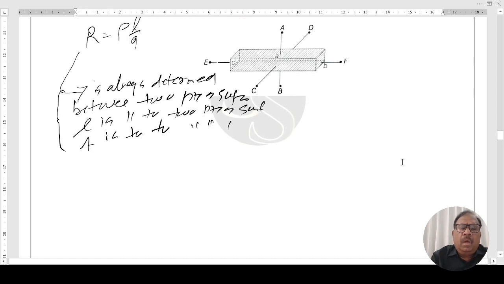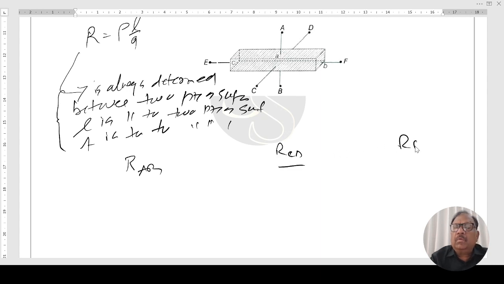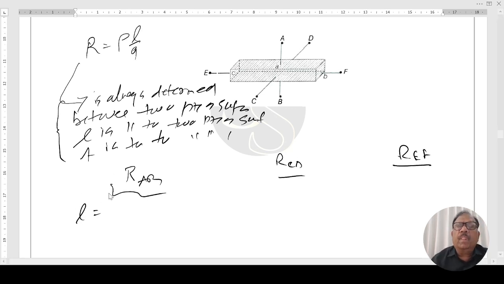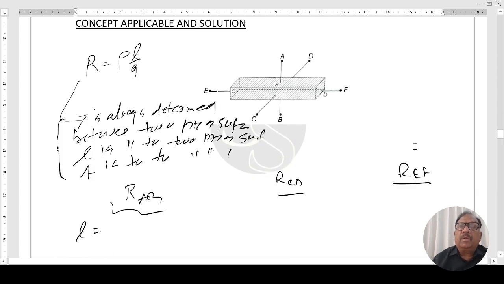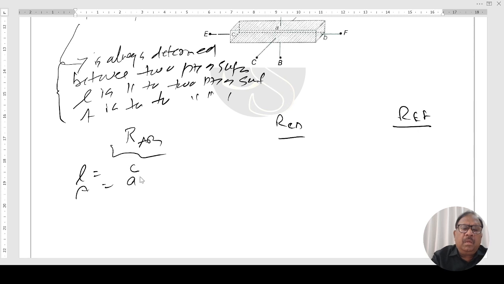Therefore, first of all we need the pairs AB, CD and EF. In this case, the length will be, for AB, parallel to AB is C, so length will be C, and area will be the remaining two sides, that is A into B. Therefore, resistance RAB will be equal to rho C upon AB.